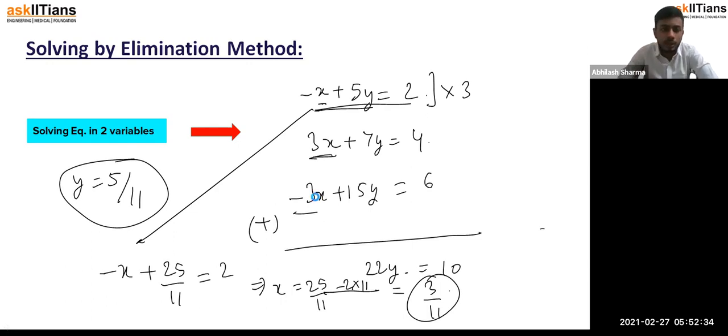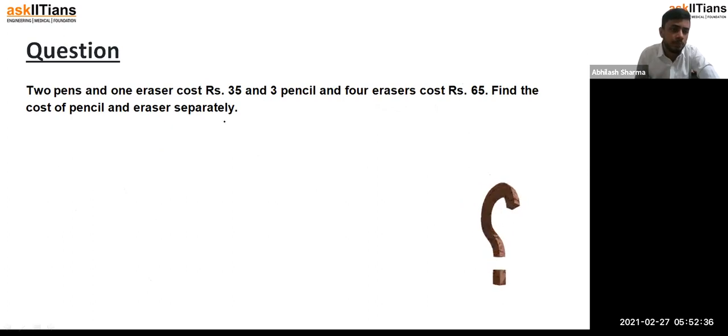Okay, so now let us also take a question. Two pencils and one eraser cost rupees 35, and three pencils and four erasers cost rupees 65. Okay, so find the cost of one pencil and eraser separately. So look, what we can say is, let us assume the cost of one pencil is P, cost of an eraser is E.